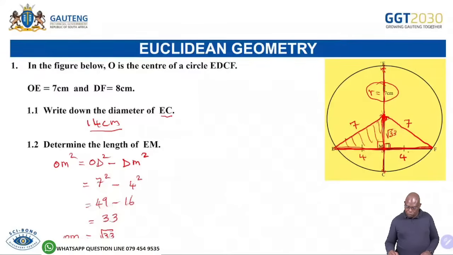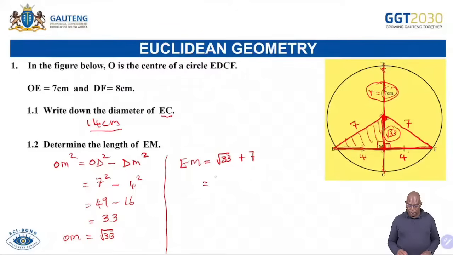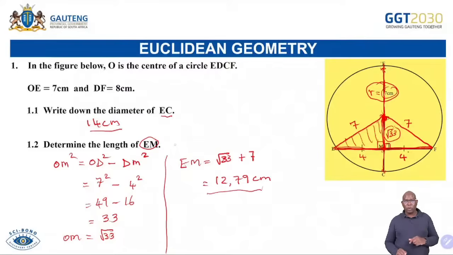So this part from here to there is square root of 33. So how do I know the length of this? I must add square root of 33 and 7. So my EM will be square root of 33 plus 7. Then I think it will be 12,79. You can use your calculator there and put it in decimal form. Okay, so that is the length of EM. Always go back to your question and see what it is that they've asked. Did I answer the question? That's very important.